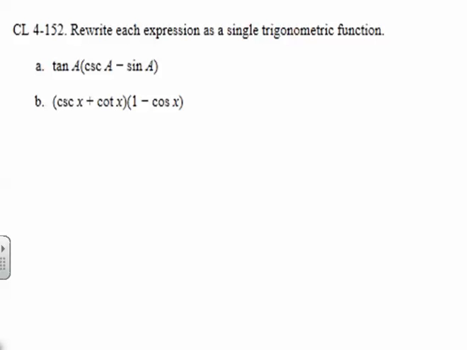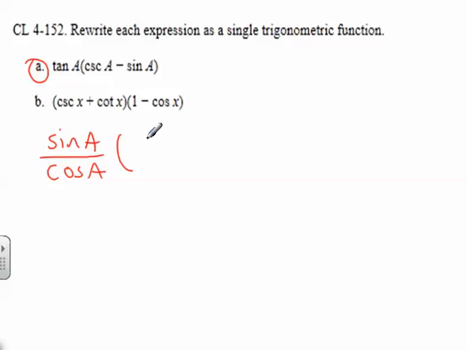Okay, 152. So we're going to rewrite these trig functions, making them more simplified. So let's start with A. I'm going to take the tangent and rewrite that. We know that tangent is the same as sine over cosine. So sine of A over cosine of A. And then we're going to multiply that by cosecant of A.